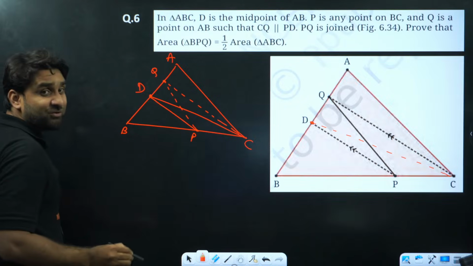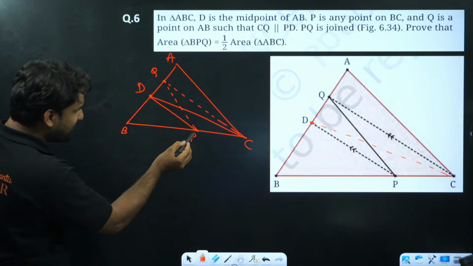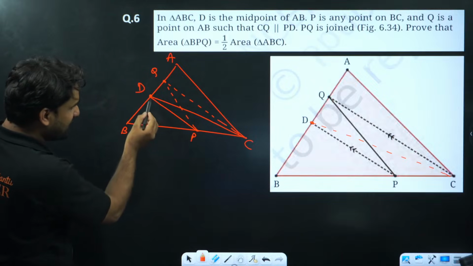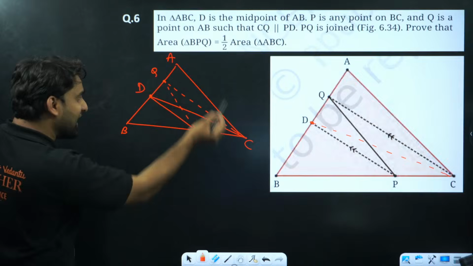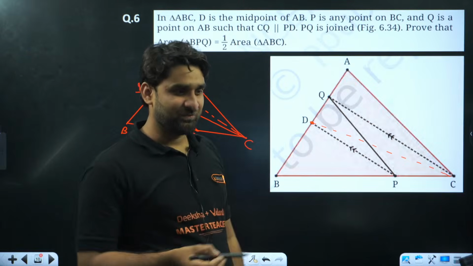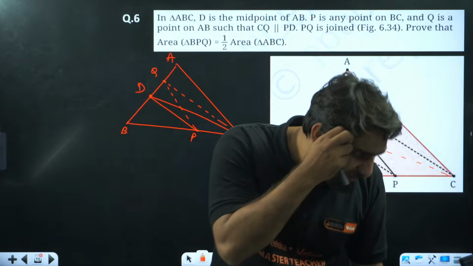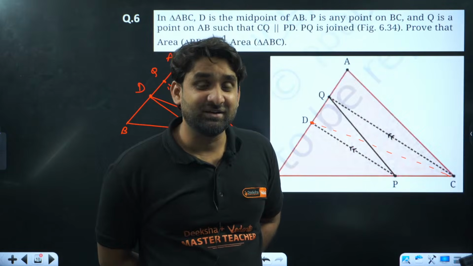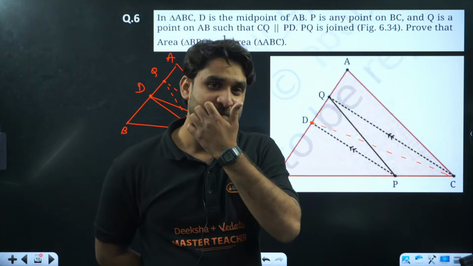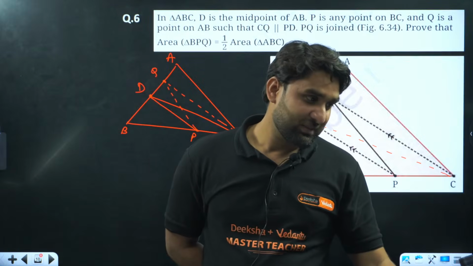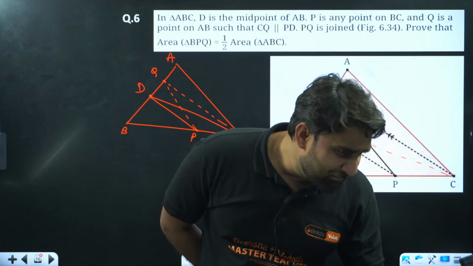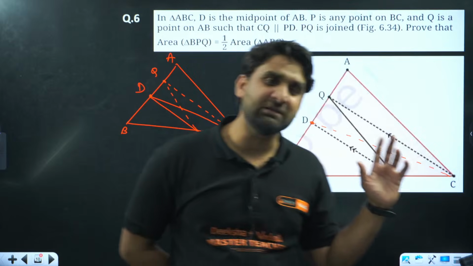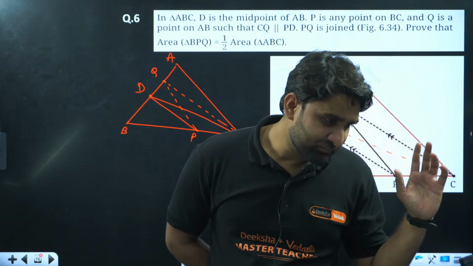So my dear lovely kids, if PD is parallel to CQ and triangle BDC is half of ABC, it has solved. Who is this? BPQ. Why are you writing BPQ? Guys, this question can be solved by two methods. I have already told you two methods are there. First is the median method. BPQ is the triangle's name.